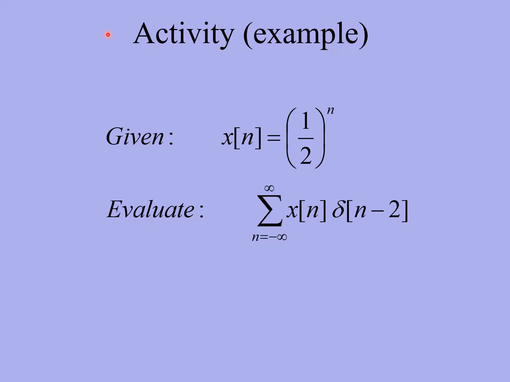So here's an example activity for you to do. Here we're given this same sequence again. x of n is equal to 1/2 to the nth power. Go ahead and evaluate the sum of x of n multiplied by delta of n minus 2. If you don't recall what we just did, go ahead and look back on the last slide, but you're basically going to use the sampling property here. So go ahead and pause the video here and see if you can figure this one out on your own.